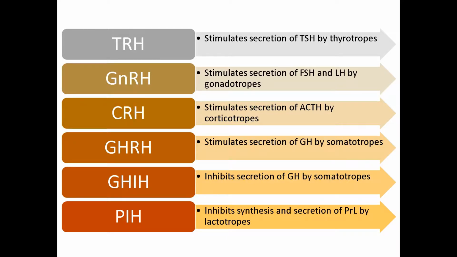Keep in mind that the lactotropes are tonically inhibited by the PIH. Okay, so that is the norm. So if you remove dopamine or the prolactin inhibiting hormone, then prolactin is being released by the lactotropes.